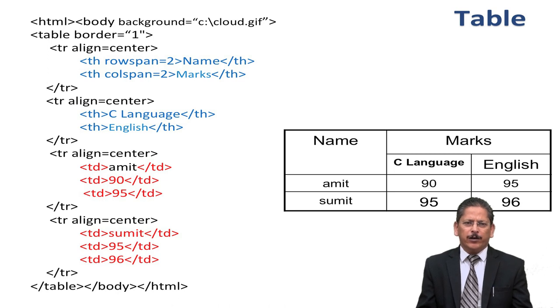These three values are displayed by this tr block, and then we close slash table, slash body and slash html. So this is a very important and very easy program to explain row span and col span.